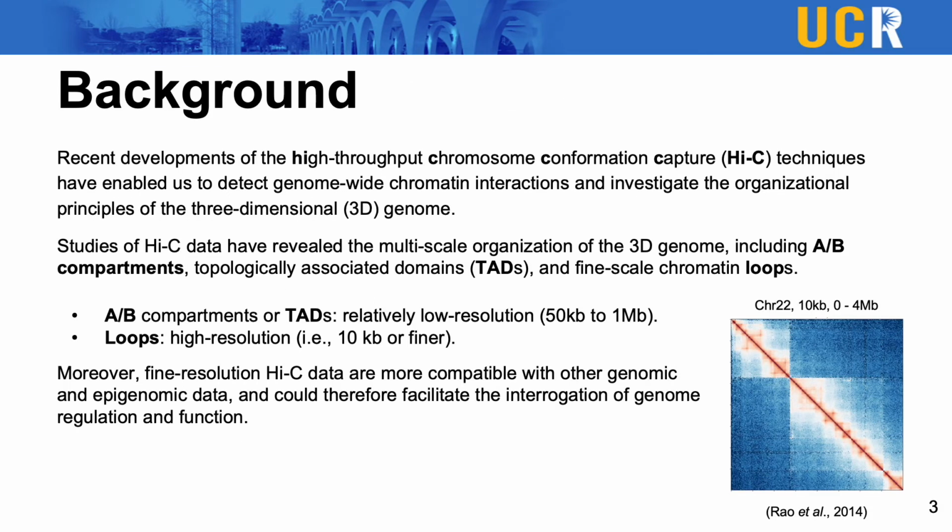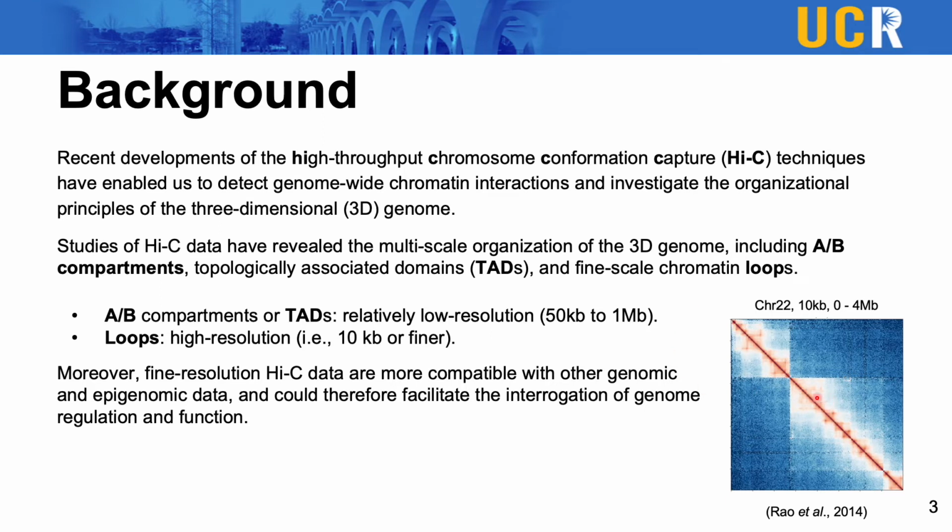Recent developments of the high-throughput chromosome conformation capture technique, Hi-C, have enabled us to detect genome-wide chromatin interactions and investigate the organizational principles of the three-dimensional genome. Studies of Hi-C data have revealed the multi-scale organization of the 3D genome. AB compartments and topologically associated domains, which we call TADs, can be identified at a relatively low resolution, from 50 kilobase resolution to 1 megabase resolution. Fine-scale chromatin loops require high-resolution Hi-C data.